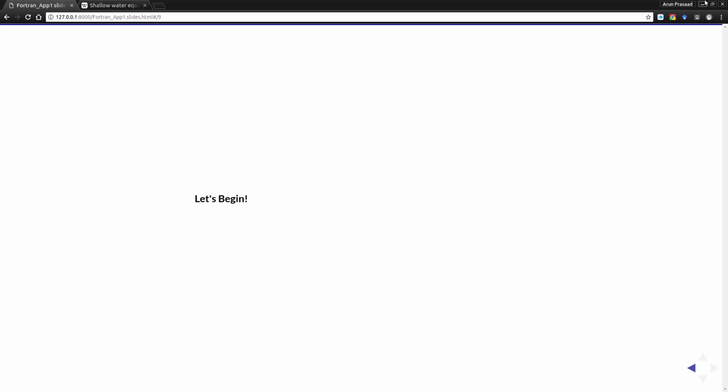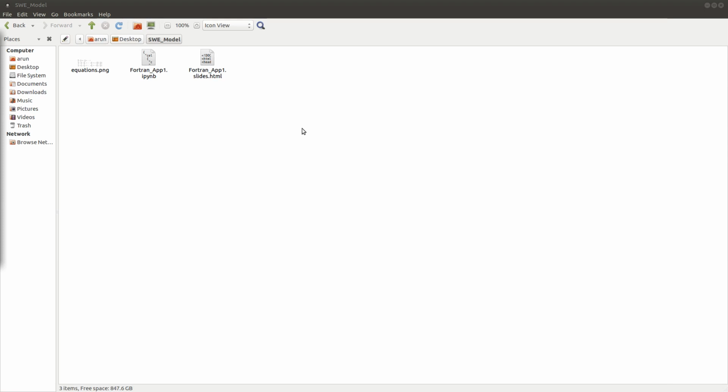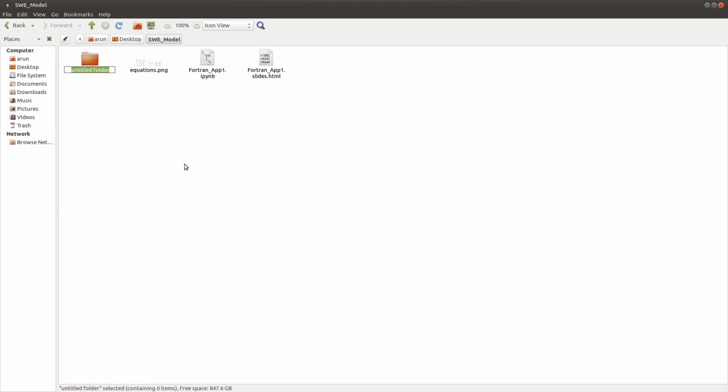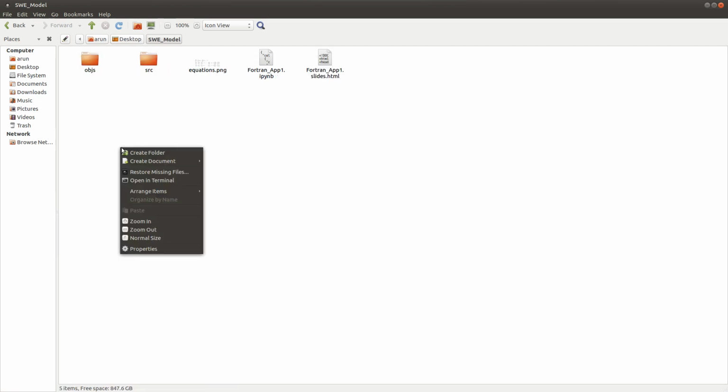Okay, this is the folder I have. These are the equations and the presentation I've written in an IPython notebook, and these are the slides. What we need is as follows. First, you need to create a folder called src. This folder is going to contain your source files. Another one is called objs. This is going to contain your object files.